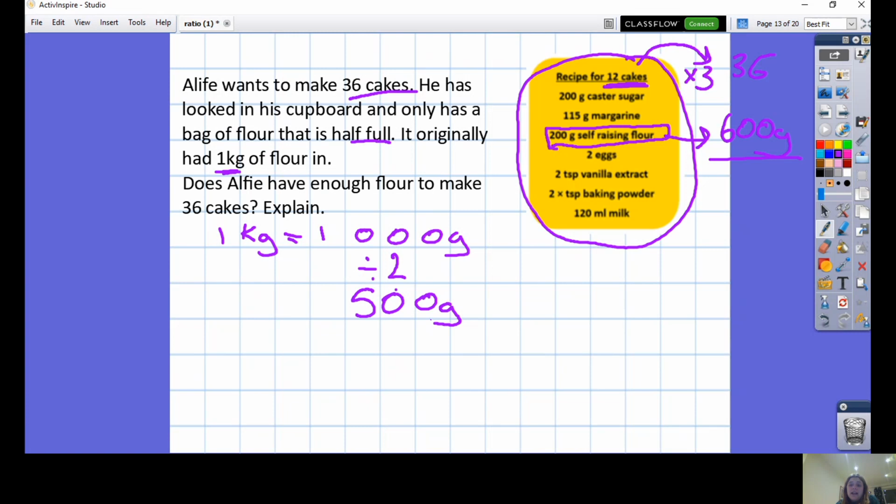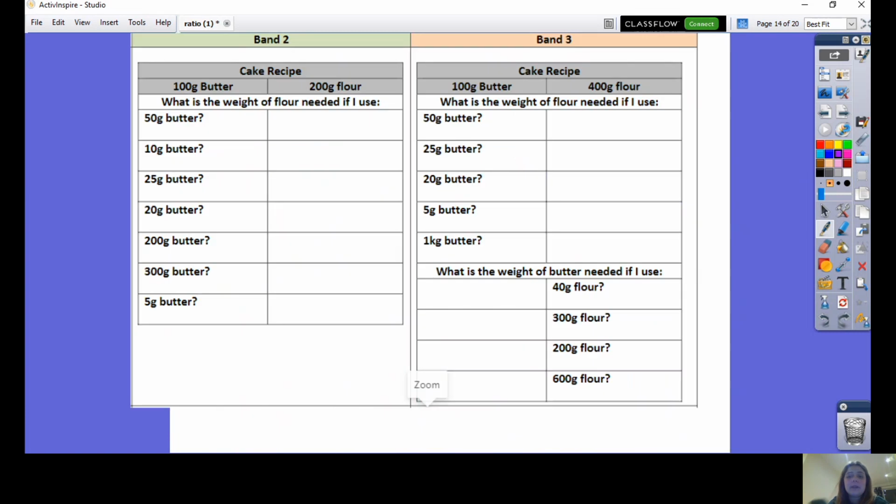Can Alfie make enough cakes for 36 people? No, he only has 500 grams of flour, and to make 36 cakes, he needs 600 grams of flour. So that's how you would solve a reasoning problem like that one. I'm now going to go through what your independent work is.